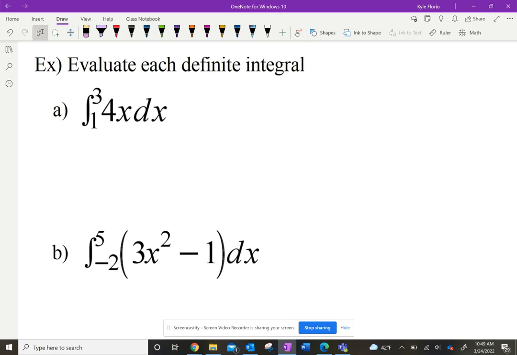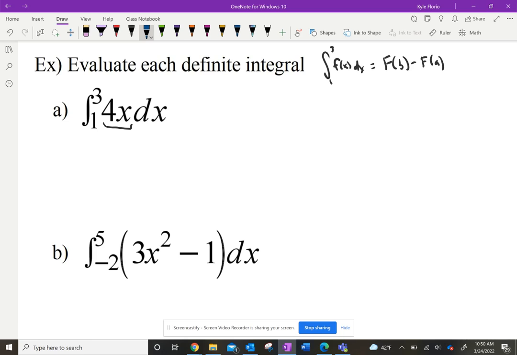All right, so evaluate each definite integral. Here I want to find the definite integral of the function 4x from x goes from 1 to 3. Okay, so the definite integral from 1 to 3 of f of x is going to be capital F of b minus capital F of a. So my function is 4x.